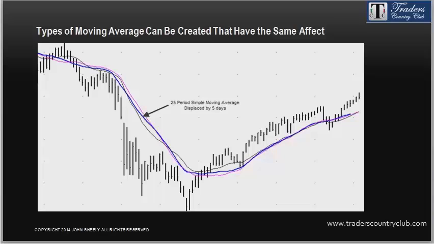In this chart, I have the traditional 20-period simple moving average and a 20-period exponential moving average. I also added a 25-period simple average that has been displaced backward by 5 days. In other words, I have manipulated an entirely different moving average to generate almost the same information in regards to trend as the other moving averages. This leads to several generalities that we can make about all moving averages.